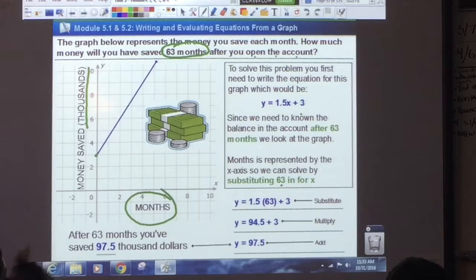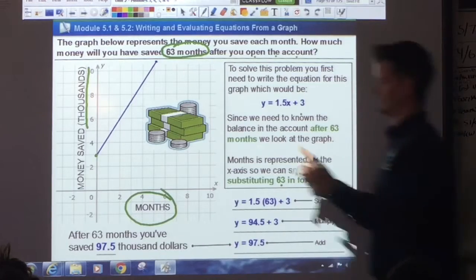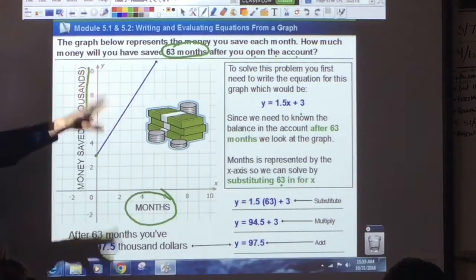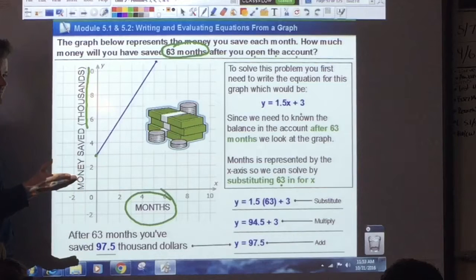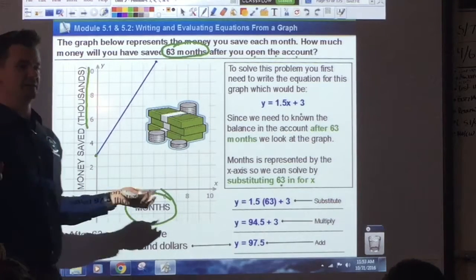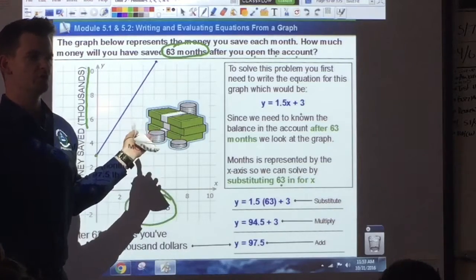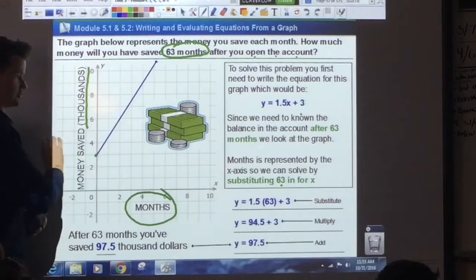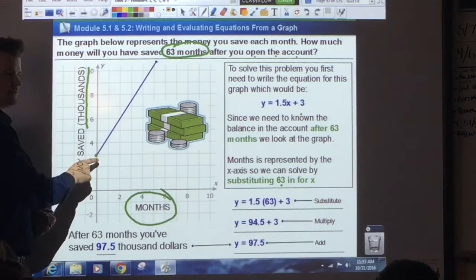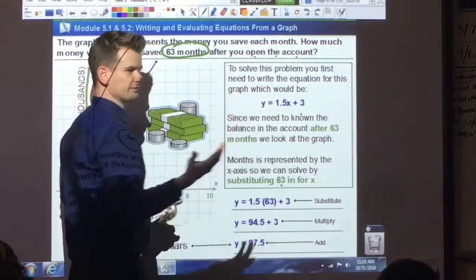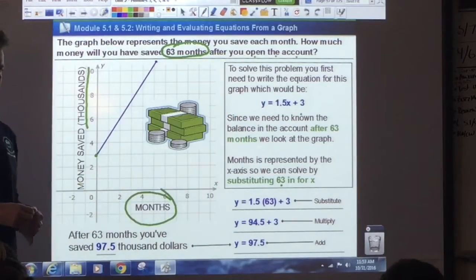Doesn't that mean that that would not be proportional? Yeah, it's not a proportional relationship. Let's say this is your bank account, and you opened it with how much money? $3,000. If you had opened the account with nothing in it, it would be proportional. However, this will never be proportional because you started with $3,000 and then you're putting in $1,500 each month.